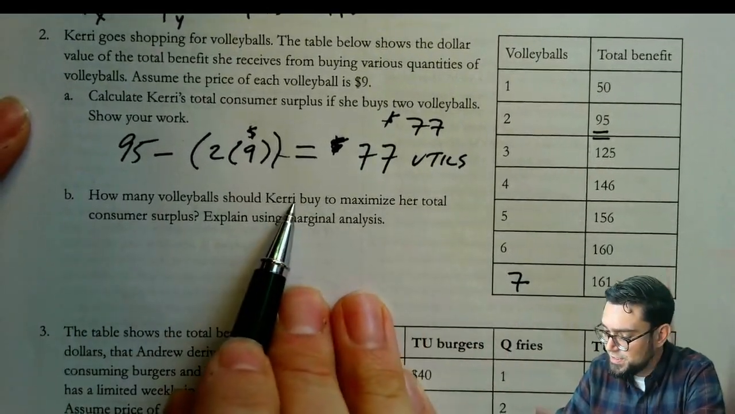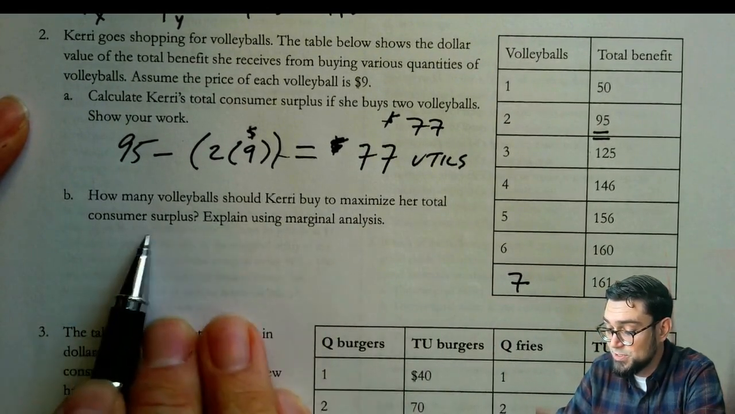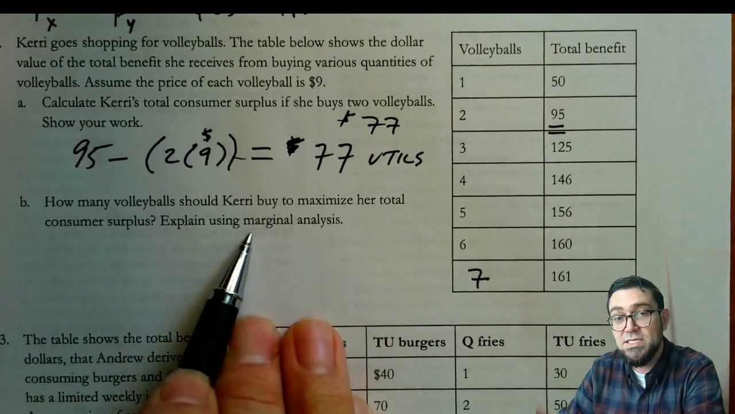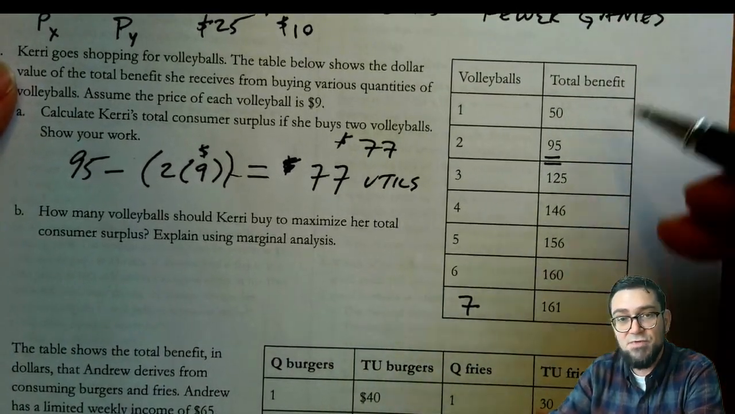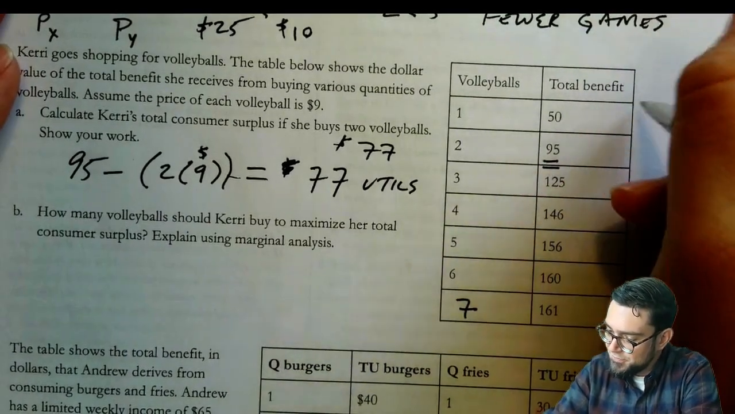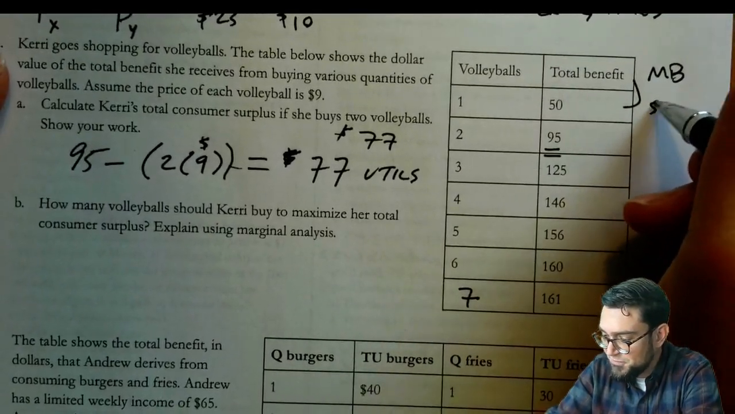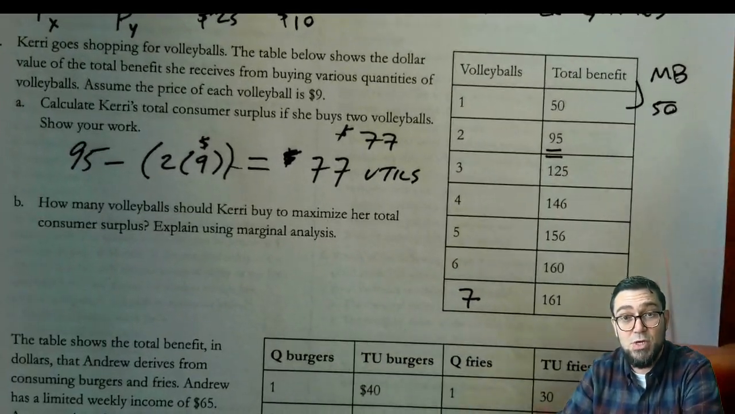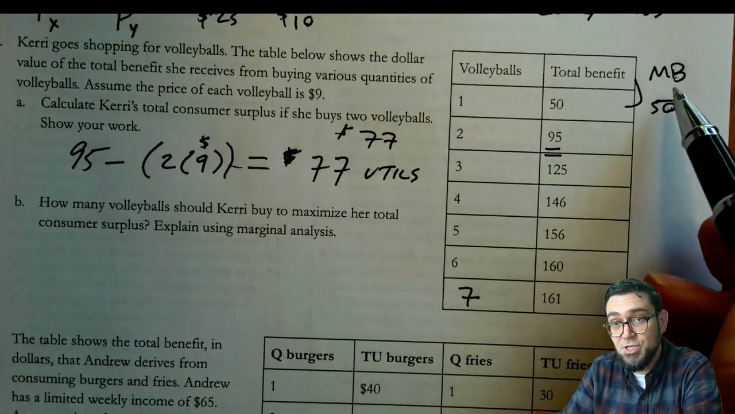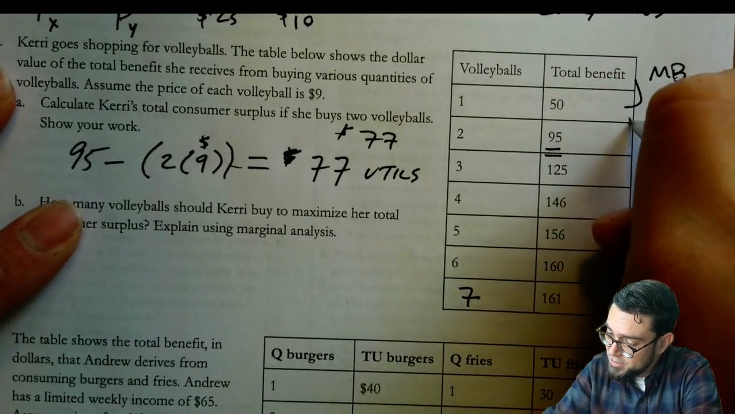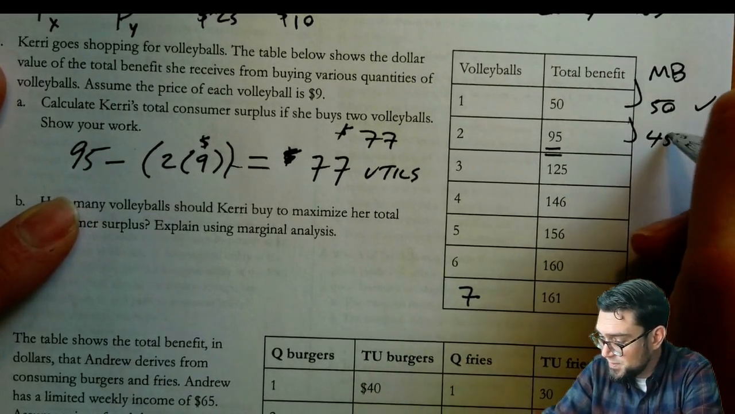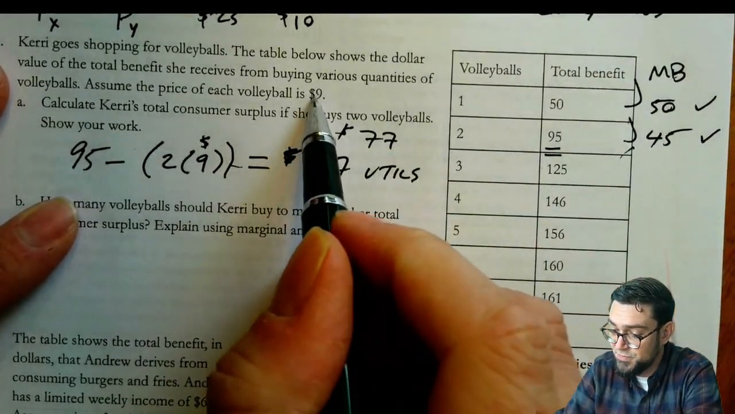How many volleyballs should she consume to maximize her total consumer surplus? Explain using marginal analysis. Now, to do this, we have to figure out which is the last volleyball that's worth it for her to buy. So we're going to calculate marginal benefit. The first volleyball gives her 50 units, or $50 worth of joy. It cost her $9 to buy it, so she obviously should do that one. She should also do the next one that gives her 45, because 45 is bigger than 9.